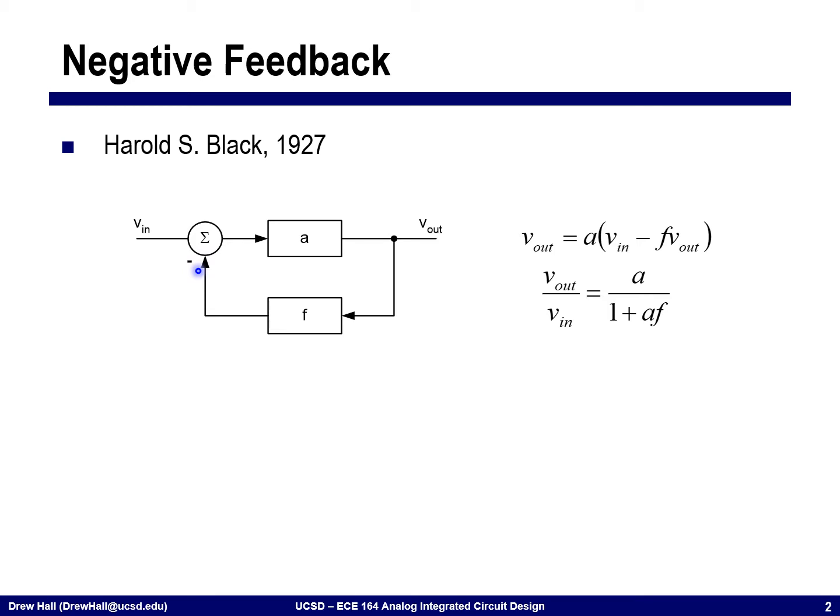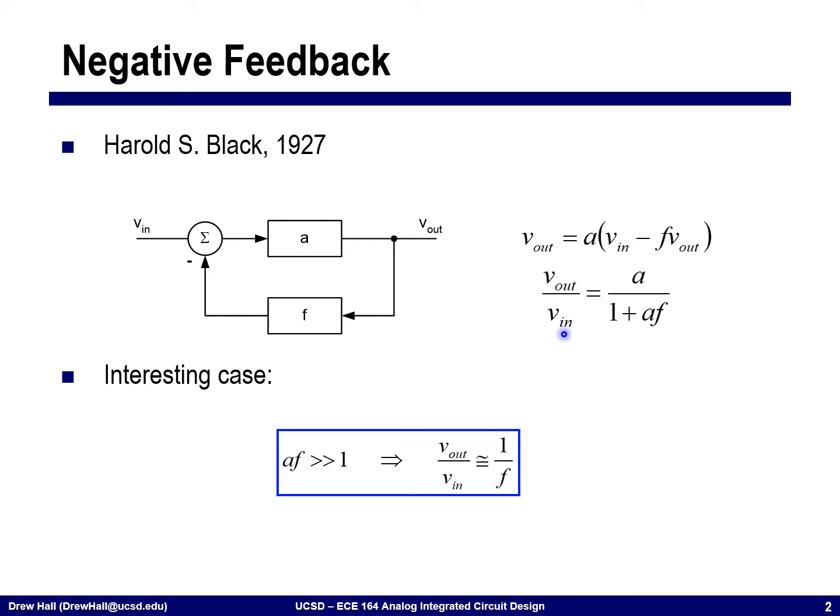If I want to write an equation that represents this, the output is equal to this gain term A times the difference of Vin minus the portion of the output that I'm feeding back. That is, Vout is equal to A times (Vin minus F, this feedback factor, times Vout). I can rewrite this in terms of the closed loop gain as Vout divided by Vin is equal to A divided by 1 plus AF. This has some pretty powerful implications, in particular when we have large A.